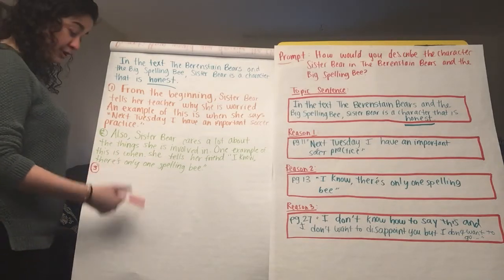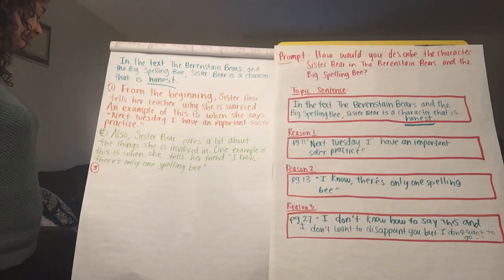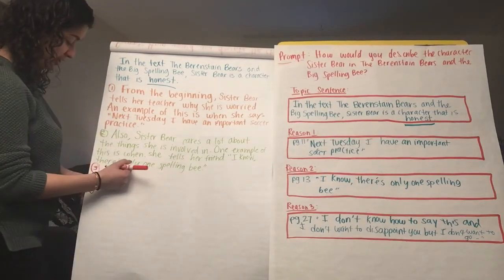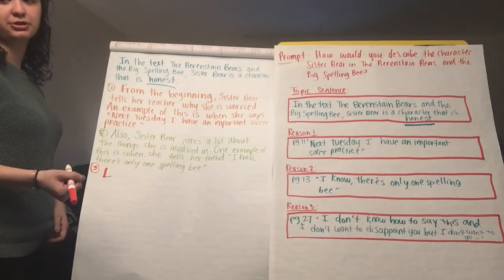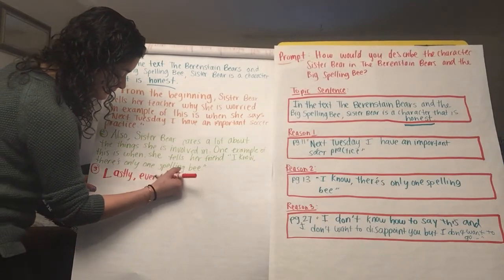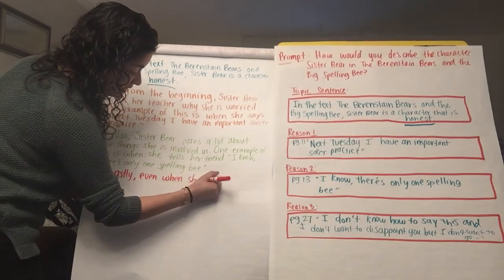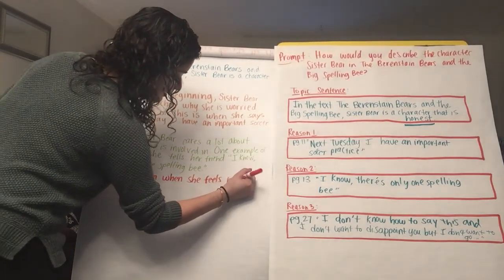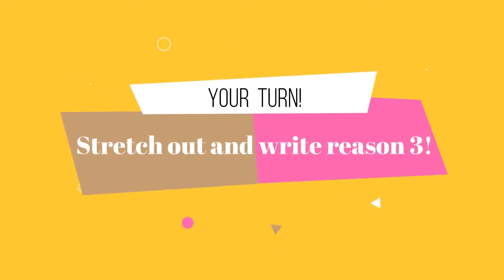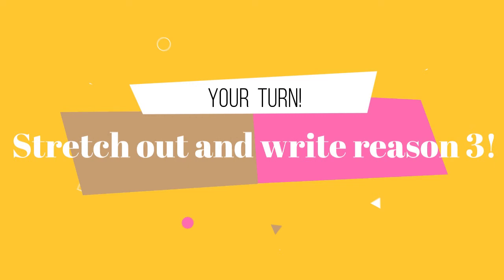So I could say third, I could say lastly, I could say finally, because this is my last reason. You're going to choose one of those and you're going to start. Again, as I stretch out my reason and write my evidence, you're doing the same thing. So I'm going to say, lastly, even when she feels nervous to tell her family, she shares her true feelings. And that's exactly what she did.